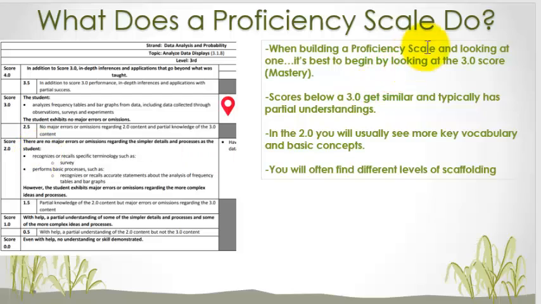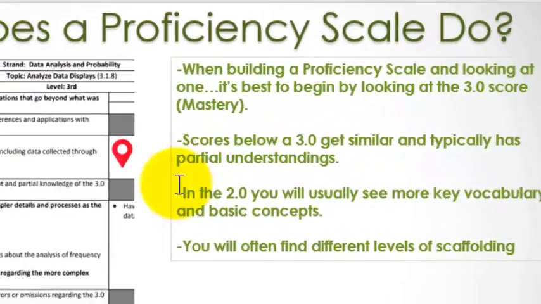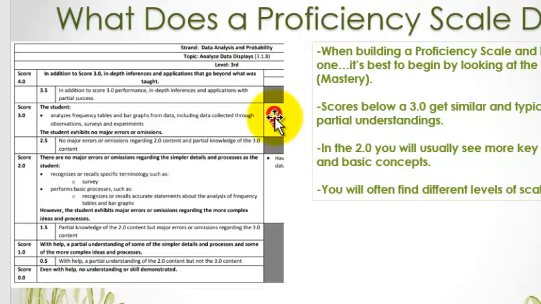Well, when building a proficiency scale and looking at one, it's best to begin at the 3.0 score, the mastery score, which would be right here. You can see this little red dot marker placed at the 3.0. So it's best to look here when you're looking at a proficiency scale, very similar to the learner progressions if you watched that video. In this one, you can see at the top it says the strand is data analysis and probability. The topic is analyze data and displays. When you see the word topic on this one, that is a measurement topic for us. And this is written at a 3rd grade level.